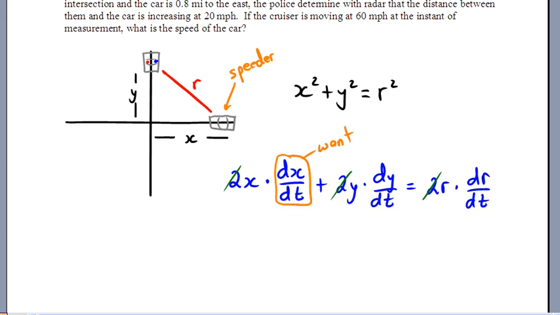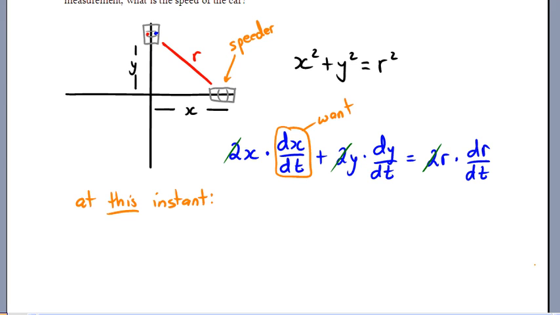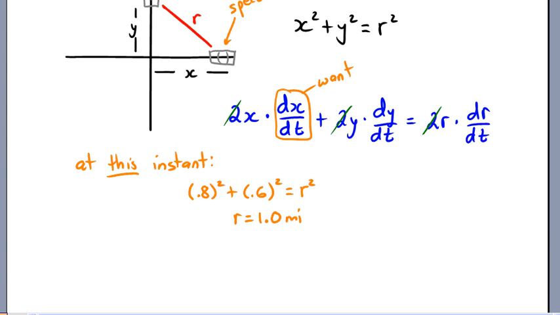So we're just going to go on a little journey here real quick and find out what the current value for r is. So at this very instant, my calculus is finished, right? All that blue stuff's done. So I'm fair to now work on my transient values. At that very instant, x squared would be 0.8 squared plus 0.6 squared for the y is equal to r squared. And when I tried that out, I had a nice, beautiful exact value of 1 mile. So I think we're ready to go.